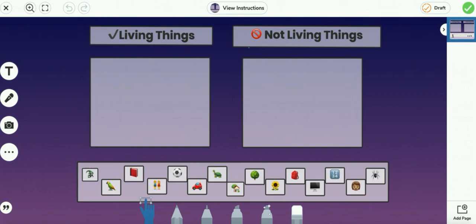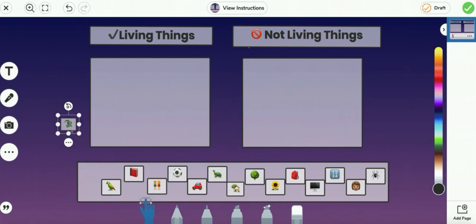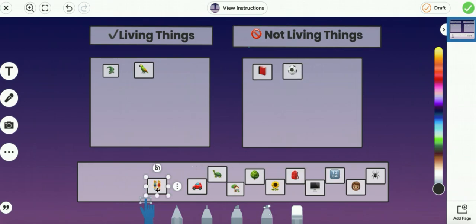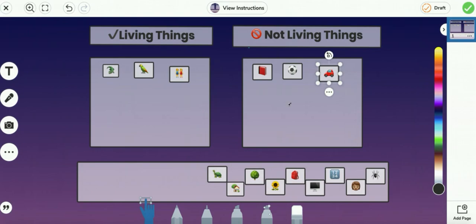So let's look at our first picture. We have a picture of an alligator. Is it living or non-living? Living. So we're going to go ahead and put it in this box. We have a picture of a buck. Where does the buck go? Non-living, because it's not alive. We have a picture of a parrot. Living. What about a soccer ball? Non-living. People? Yes, we are living things. Car? Not living. A turtle?